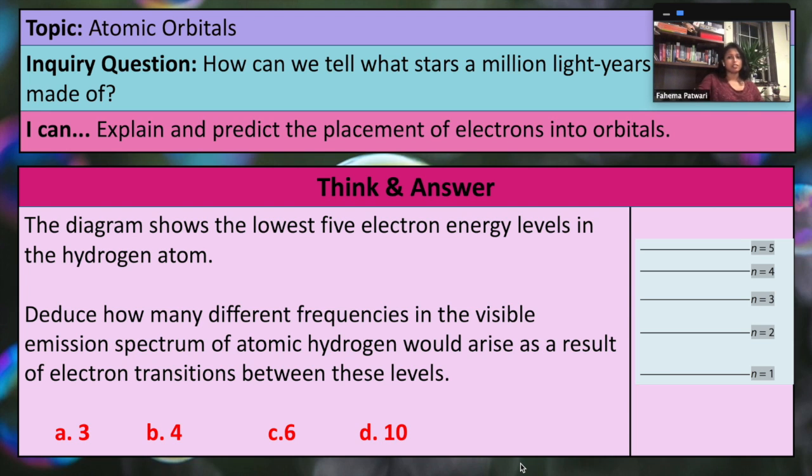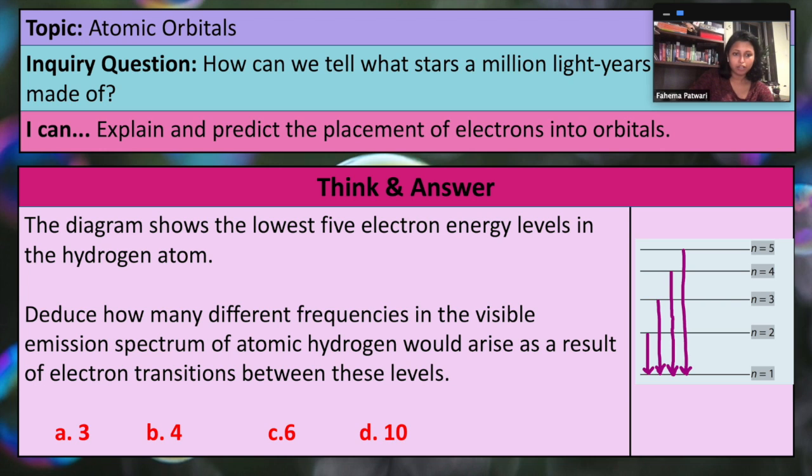Today's topic is atomic orbitals, and you will be able to explain and predict how electrons are placed into their orbitals. So let's take a step back into an earlier lesson for our think and answer. This diagram shows 5 different electron energy levels, and the question is, how many different frequencies of visible light are emitted by hydrogen based on the transitions between these energy levels? So let's see.